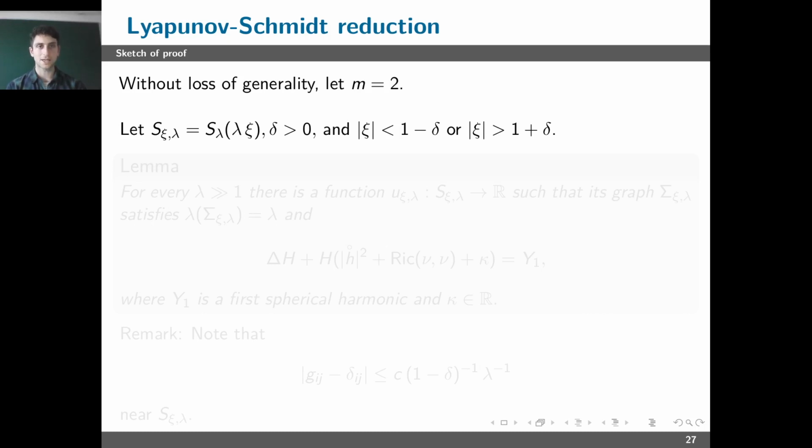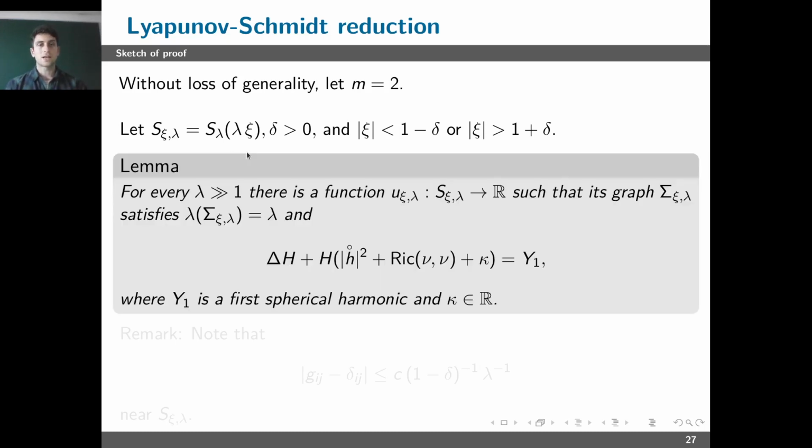And then we're going to consider the coordinate spheres S_{ξ,λ}. They have radius λ and barycenter λ times ψ, where the modulus of ψ is uniformly bounded away from 1, so it's either less than 1 minus δ or larger than 1 plus δ. This just ensures that area radius and inner radius are comparable for these spheres. Okay, and then we have the following lemma: for λ sufficiently large, you can perturb the sphere S_{ξ,λ} by a function u_{ψ,λ}, such that the graph of this function, which we're going to call Σ_{ψ,λ}, first of all has area radius equal to λ, and second satisfies the constrained Willmore equation up to the sum of first spherical harmonics.